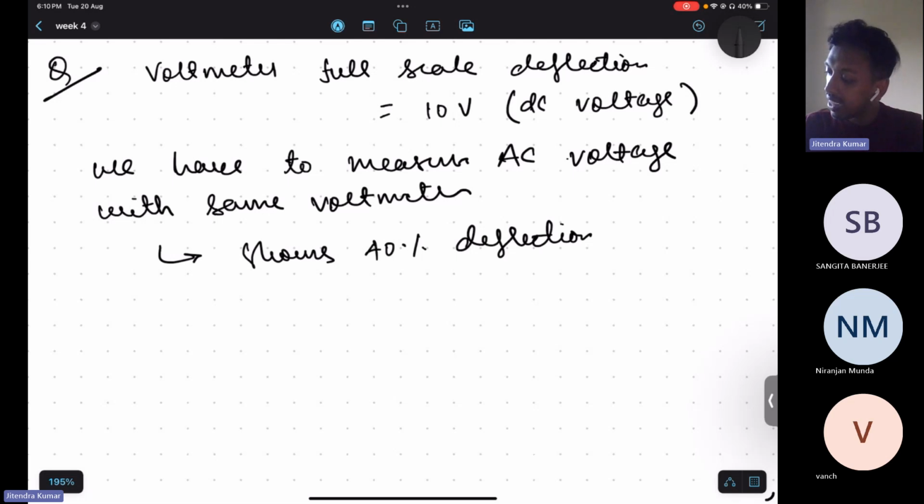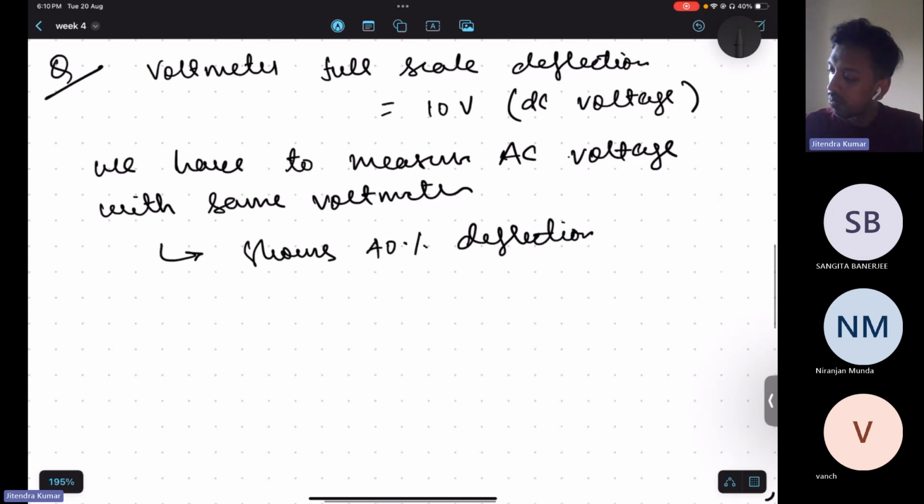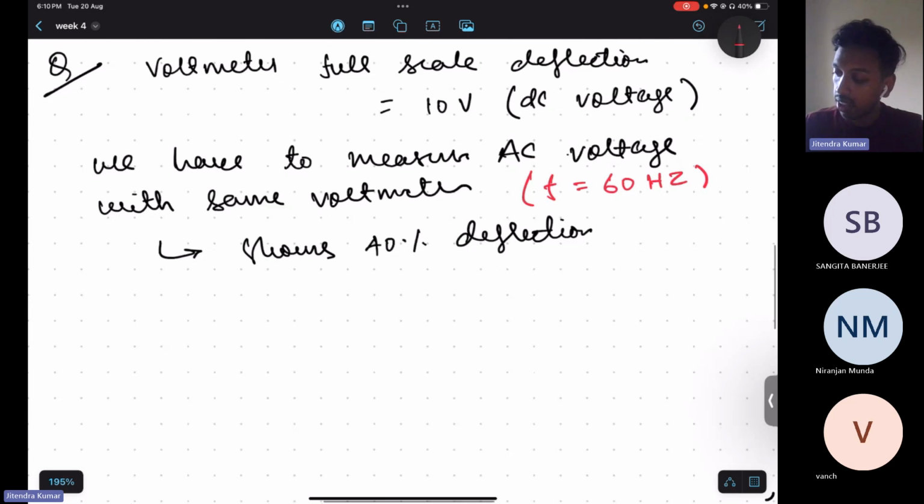And the frequency of the AC voltage is also mentioned. The frequency is given as 65. Now we need to find out the amplitude of this AC voltage if the AC voltage is perfectly square.